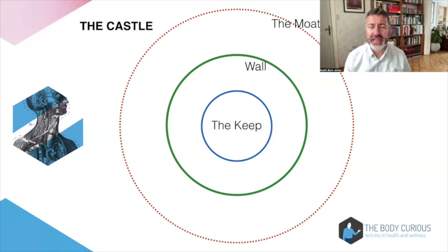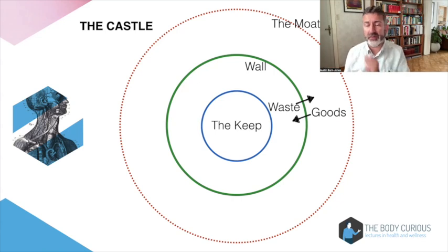So here we have an illustration of a castle. What you have is the stuff that's really important in what's called the keep in the center. You have the surrounding wall as a defensive mechanism. And then you have the moat, which usually is a watery moat filled with nasty things, and it's a primary means of defense. And how this works is that when the drawbridge comes down, you have goods coming in, and then you have waste going out.